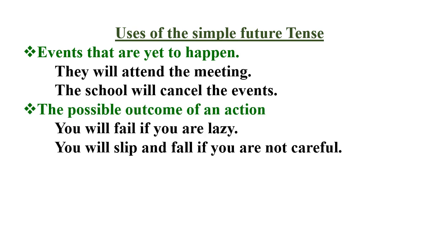And to talk about possible outcomes of an action, we use simple future tense. For example, if we are lazy, if we do the action of being lazy, then possibly we will fail. If we are not careful, then possibly we will slip and fall. So, we use simple future tense to predict the possible outcome of an action.